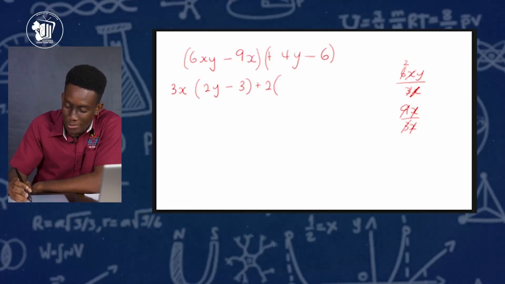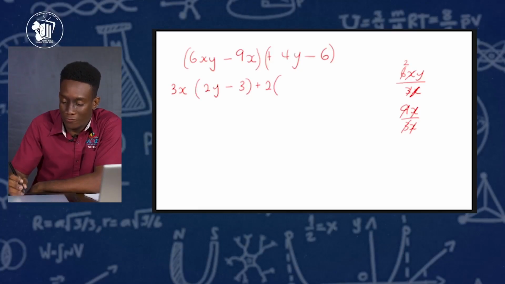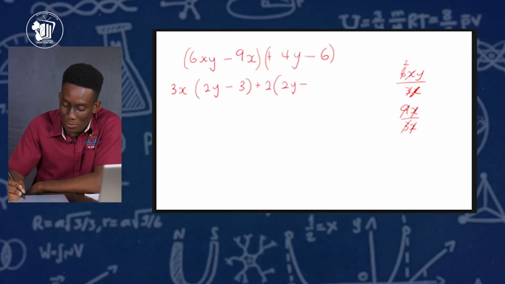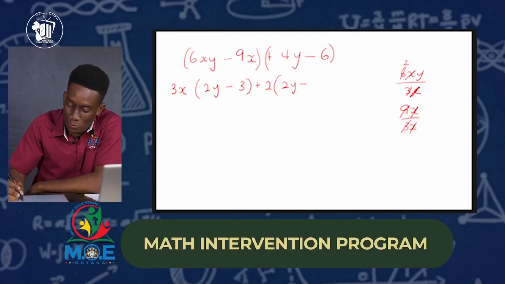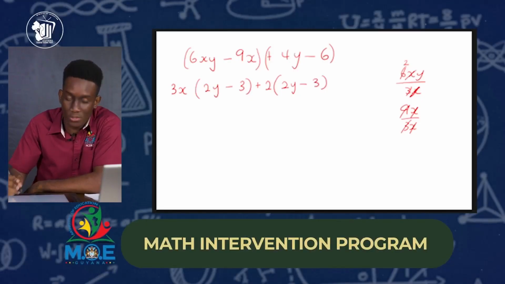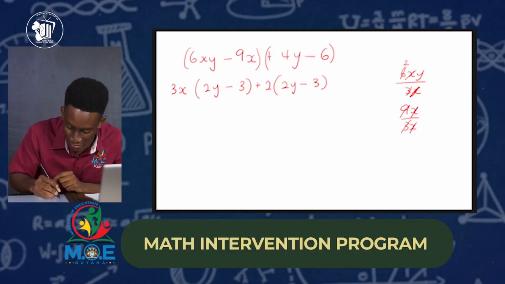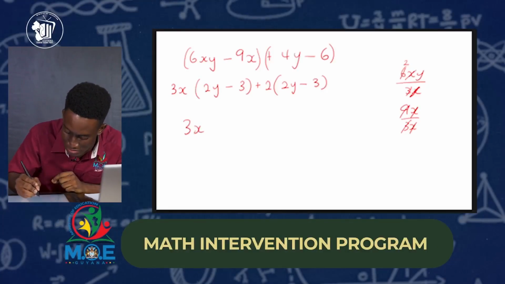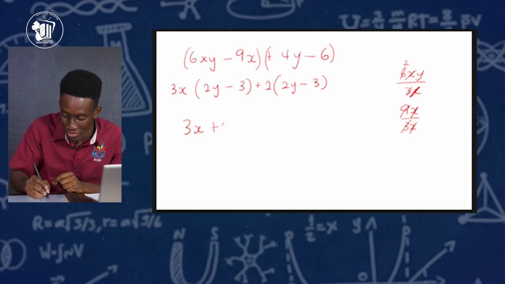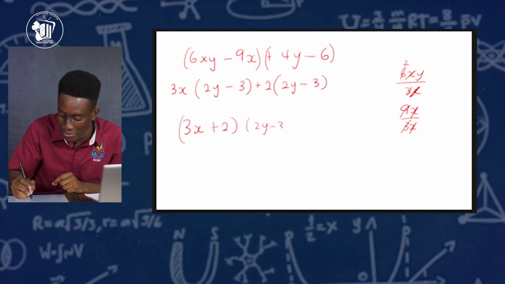So when we factor out the 2 from the 4y, 4 divided by 2 would give you 2, and we have y. Minus 6 divided by 2 would give you 3. So we see our brackets are absolutely the same, so we are absolutely correct. So we have 3x, we put what is outside the bracket in a bracket. So 3x plus 2 and 2y minus 3.